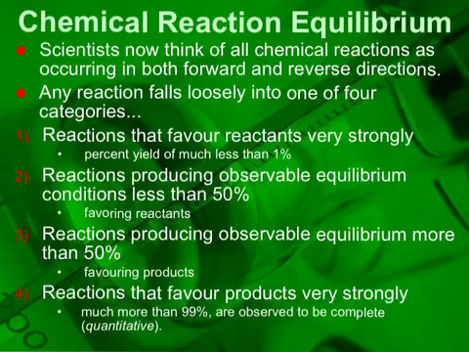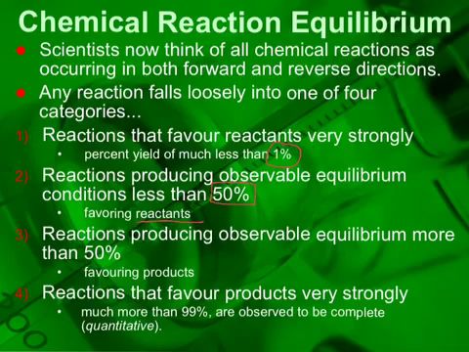Using the percent yield or the percent reaction, we can classify any reaction into one of four categories. If the reaction yield is less than 1%, we know that the reaction favors the reactant very strongly. In fact, we can say that the reaction does not happen at all. If the number is between 1 and 50%, we can say that the equilibrium is also favoring the reactant, but there is an observable forward reaction.